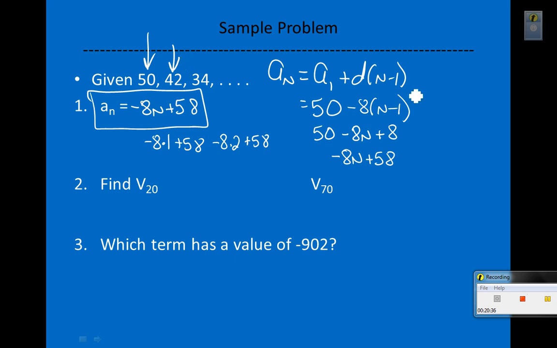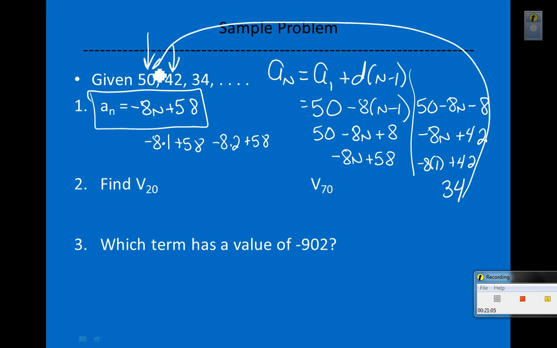Hey, let me show you something real fast. Let's say that you got in a hurry, and you didn't remember that a negative times a negative is a positive. Here's your formula, negative 8n plus 42. Watch what happens when I plug in 1. Negative 8 times 1 plus 42 is 34. Man, 34 is not my first term, so I know that's got to be bad.